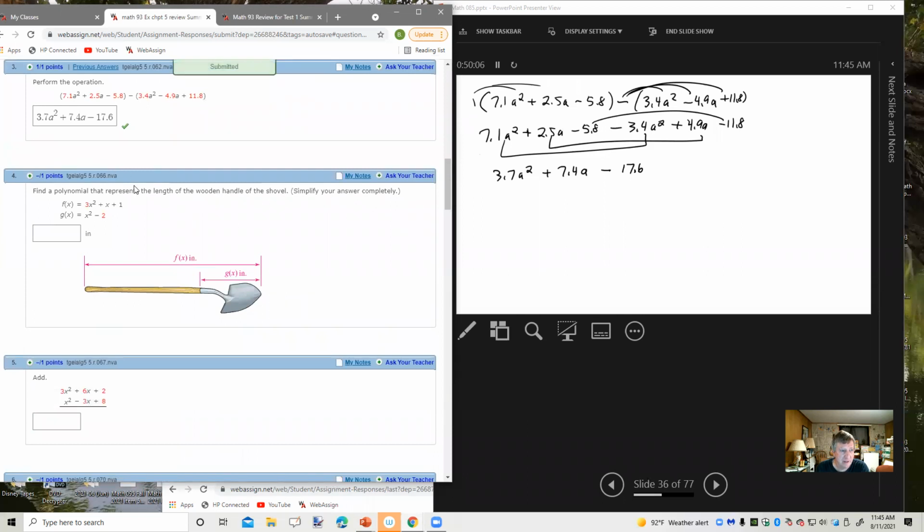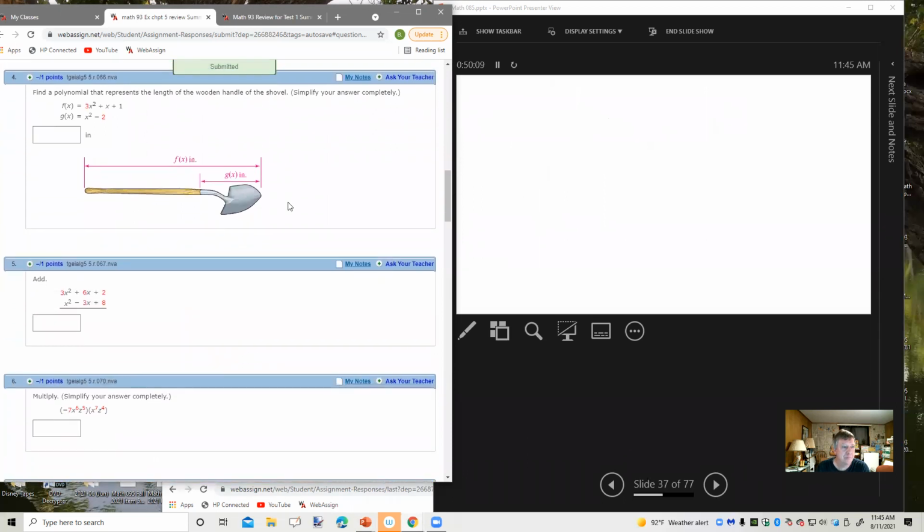Excellent. Okay, so let's take a look at this next one. Find a polynomial that represents the length of the wooden handle of the shovel. So the whole thing is f of x. The metal part is g of x. The wooden handle would be f of x, so all of this minus g of x, right?